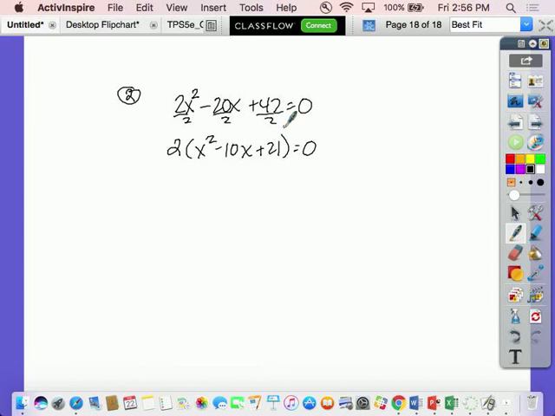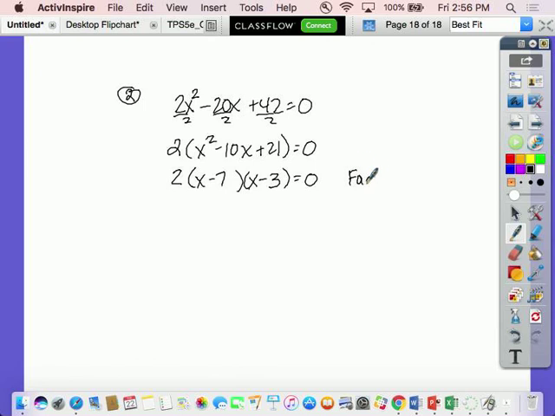Now, in the previous lesson, we factored this trinomial right here. It has 3 terms. We can use the shortcut because it starts with x and x. So what multiplies to 21 and adds to negative 10? We said that was negative 7, negative 3. And then you got to put the 2 there. So that's step 2. It was already set equal to 0.